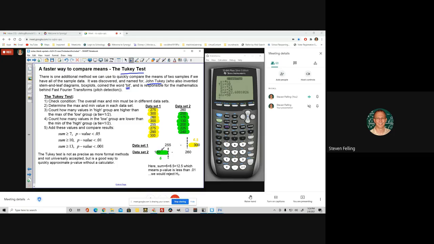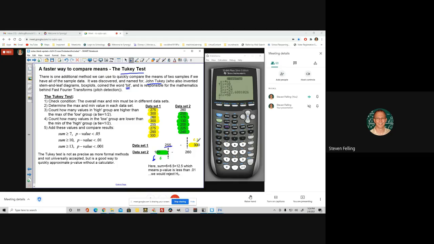Okay, so then I just write this out like this. And then you say, okay, let's look at the lowest data set, the one that has the min. Then you look at the lowest value in the other data set, and you just count how many pieces of data in this data set are below that number. So how many of these numbers are below 255? That one, that one, that one, that one, that one, that one, 6 of them. And you just write down the number. There's 6 of them below.